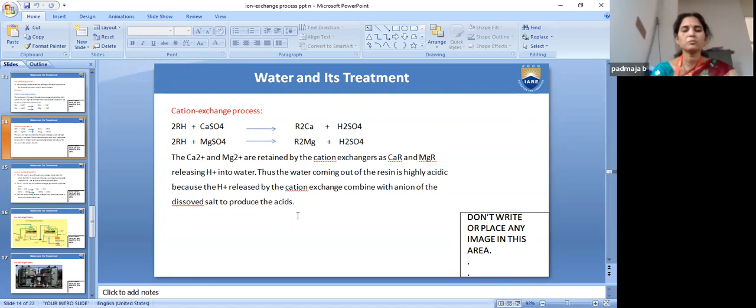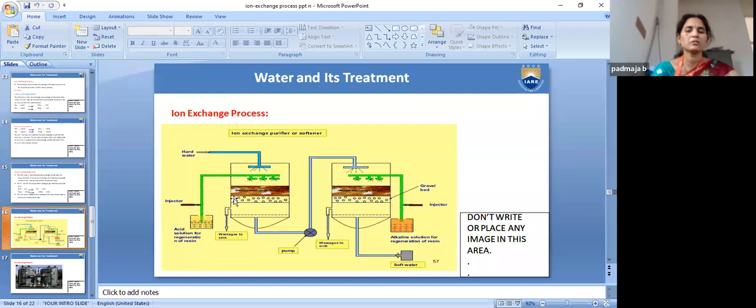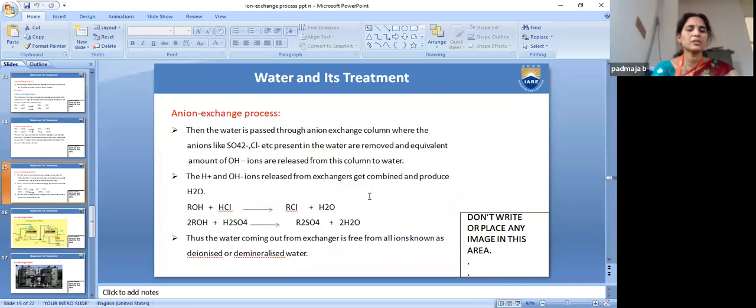So here, after we have used the hard water with the cation exchange resin, then we take this water and we allow it into the second chamber. Through the pipe, we already arranged a long pipe here, and we use the pump here. We will allow the water to the second chamber. So here exchanging of anions will be taking place in the anion exchange process. The water is passed through the anion exchange column where the anions present in the water are exchanged.